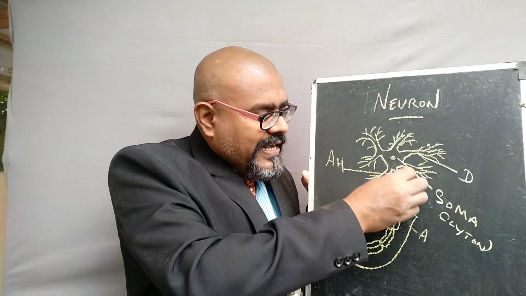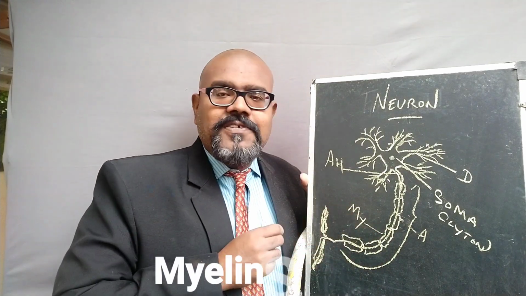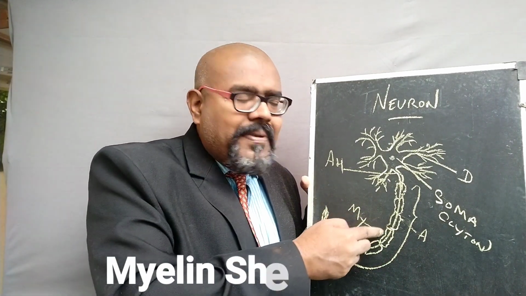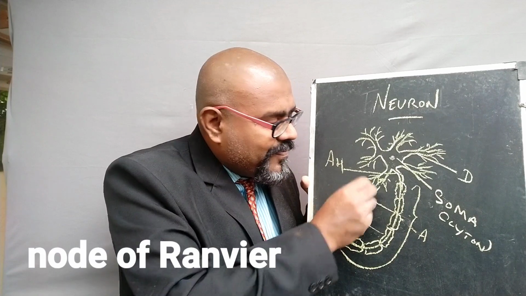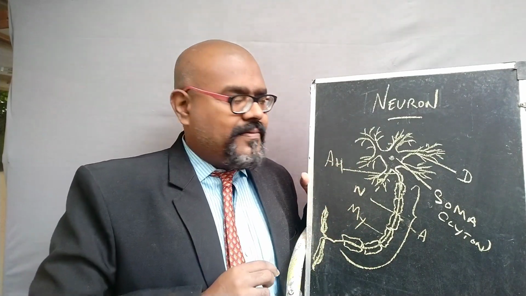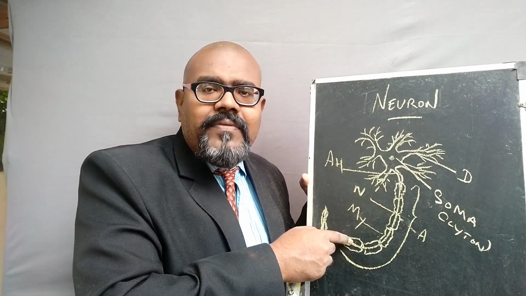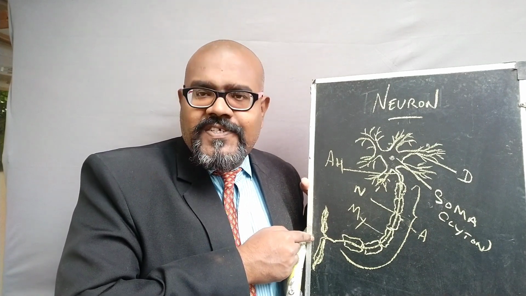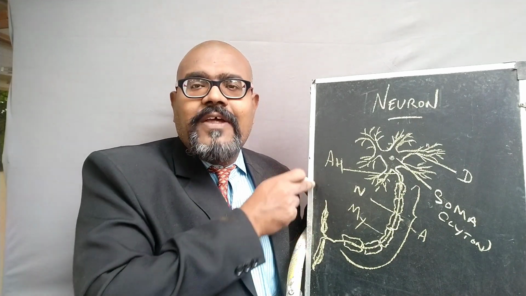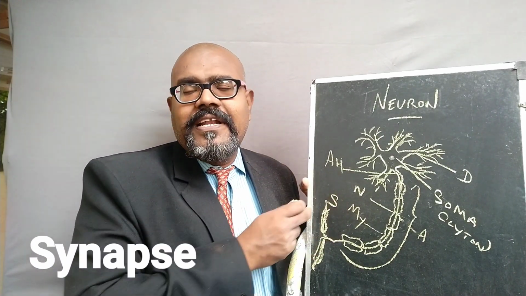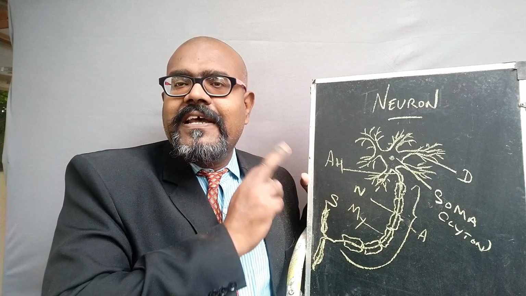Then in the axon we have a very important part called the myelin sheath. In between each myelin sheath, there is a small gap called the node of Ranvier. Then there are the dendrites, the soma and the axon. Apart from this, in the terminal region of the axon, we have the connection part to the other neuron, called the synapse. So these are all the important parts involved in a single neuron.